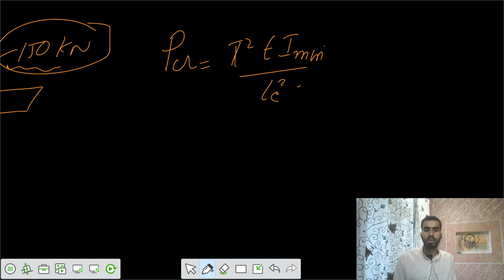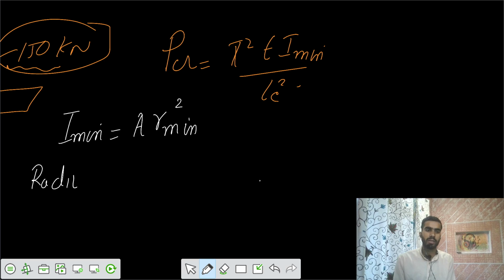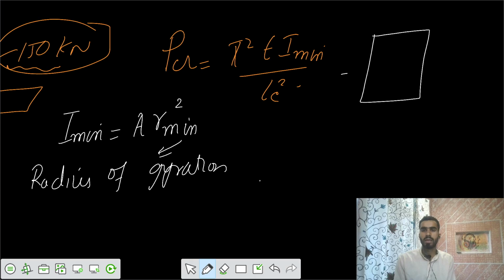We have that concept of I minimum equals A r minimum square. That is, the minimum moment of inertia corresponds to the cross-sectional area times some value of r minimum, which we call the radius of gyration. So if I have some x-axis and dimensions of B cross D, I assume that Ixx is I minimum.